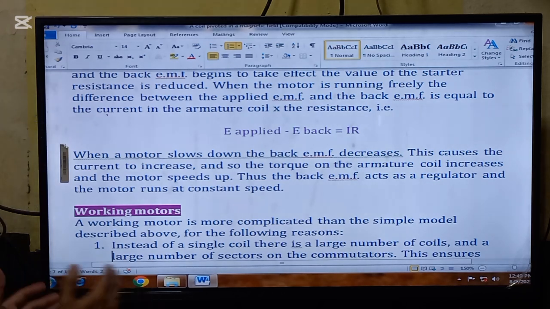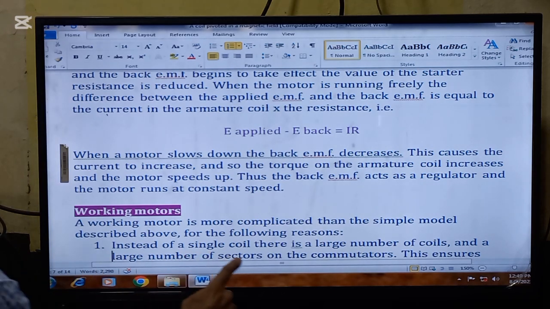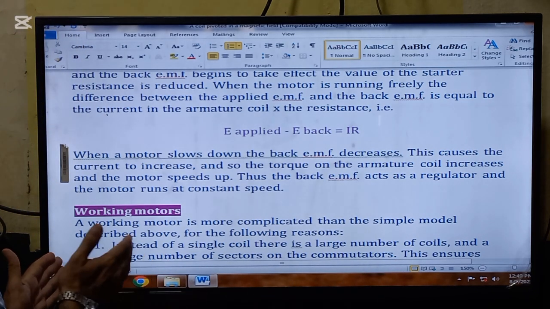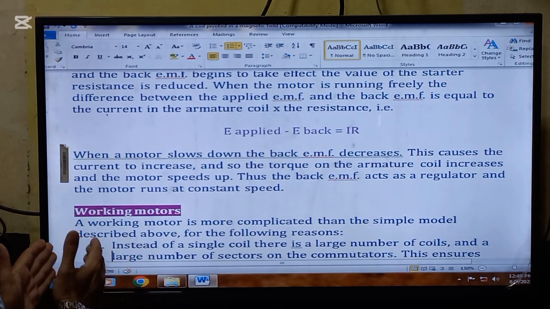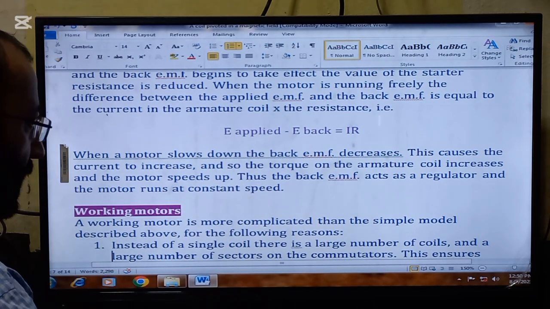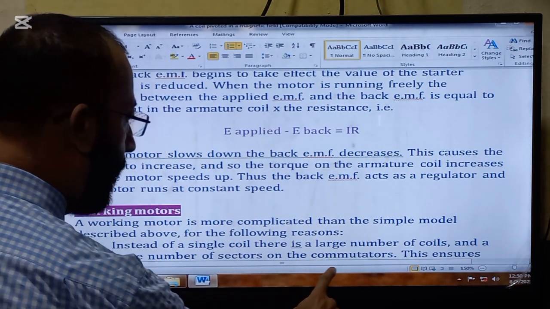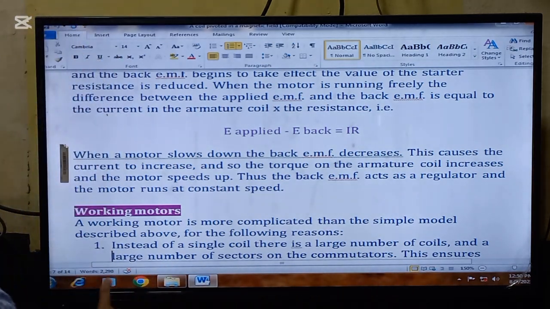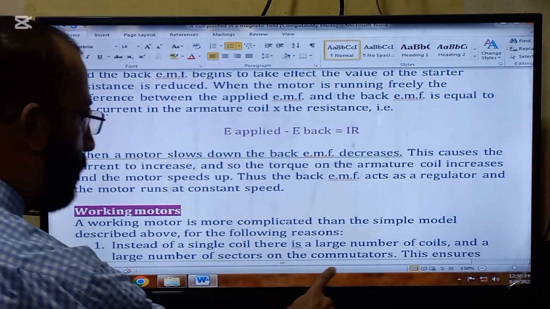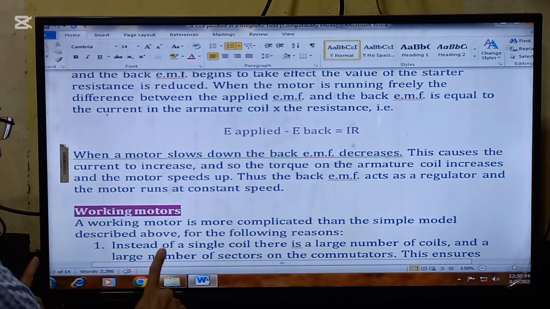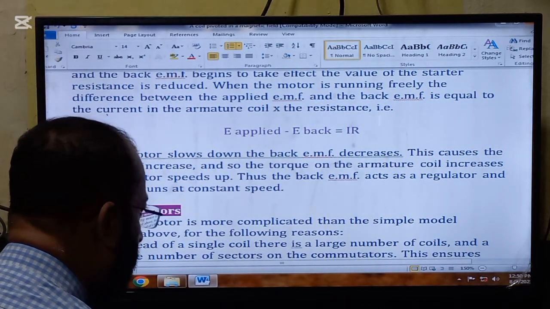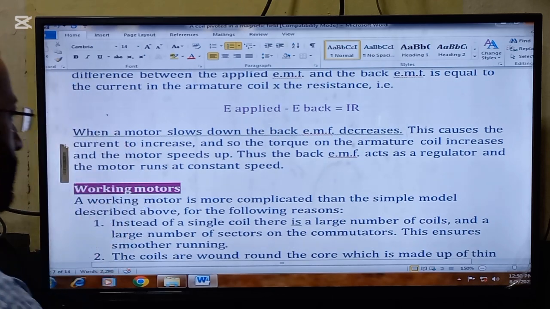The next thing that we are going to read is the working motors. A working motor is more complicated than the simple model described above for the following reasons. So here are the reasons that are actually the differences between the working motor and the motor described above. Number one, instead of a single coil, there is a large number of coils and a large number of sectors on the commutators. So the working motor does not have a single coil, it has a large number of coils.